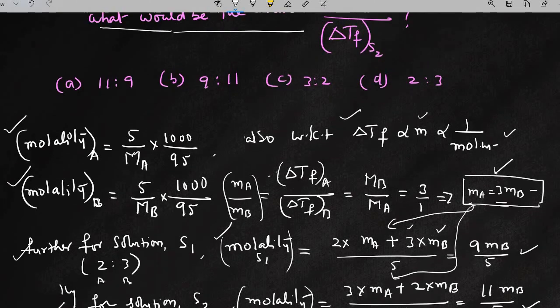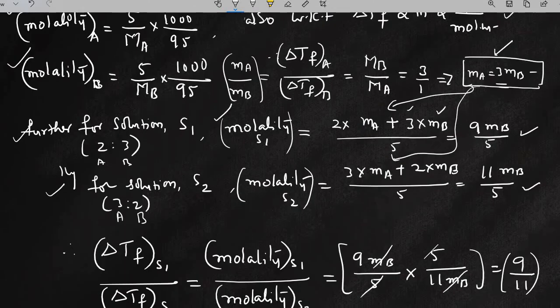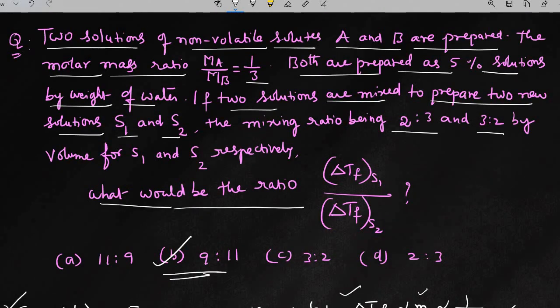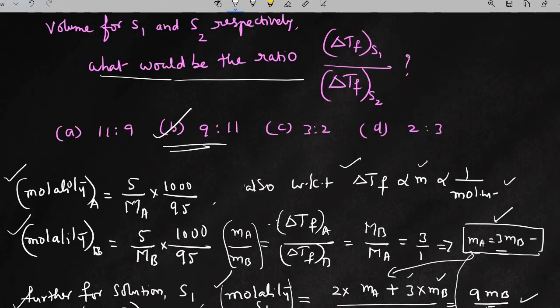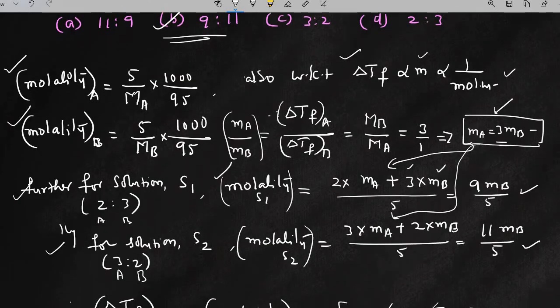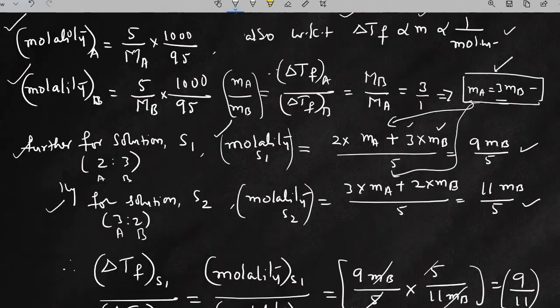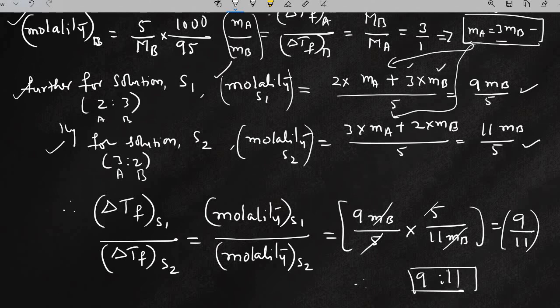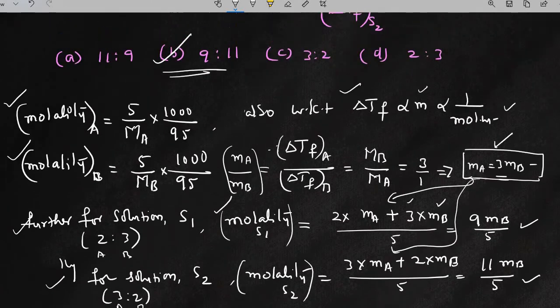So 9:11 is option B. That is the right option for this question. Hope you understand. In this question, first we collected the information from the problem, and using the molar masses, we found the ratio between the molalities of A and B. After that, we found the molality values of the S1 and S2 mixed solutions and used those molalities in the required ratio to get the value 9:11. That is the answer for this question.